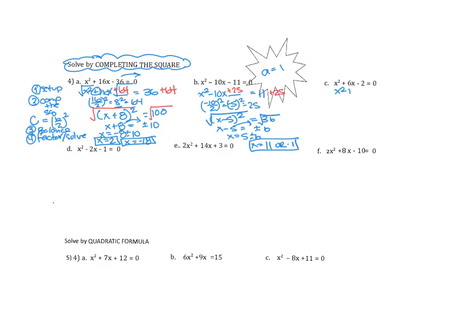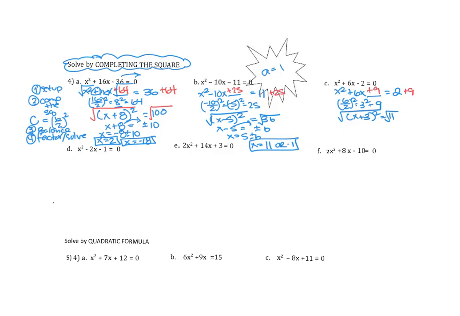Step 1, I put my x squared and my 6x together and leave a space, and move my 2 to the other side. Now I'm going to take the 6, divide by 2, and square it. I get 3 squared, which is 9. 9 is the number that I'm going to add to both sides, plus 9, plus 9. So when I factor, I get x plus 3 squared equals 11.